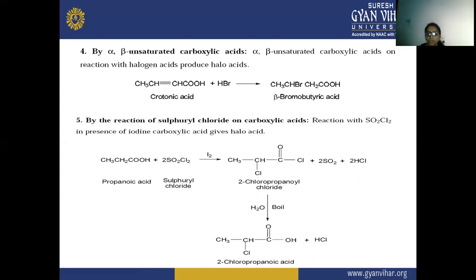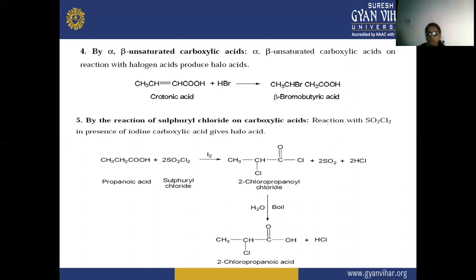So this propanoic acid is reacting with this sulfuryl chloride in the presence of iodine. There is a formation of this 2-chloropropanoyl chloride plus sulfur dioxide plus HCl. So this 2-chloropropanoyl chloride is boiled, and there is a formation of this 2-chloropropanoic acid here.